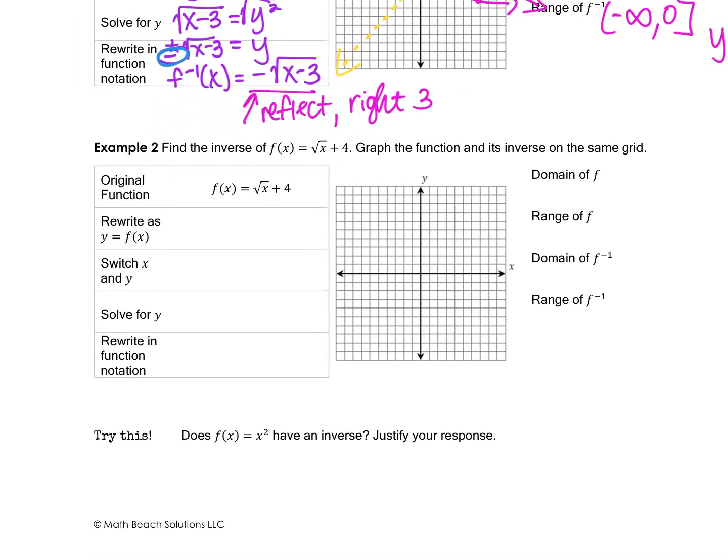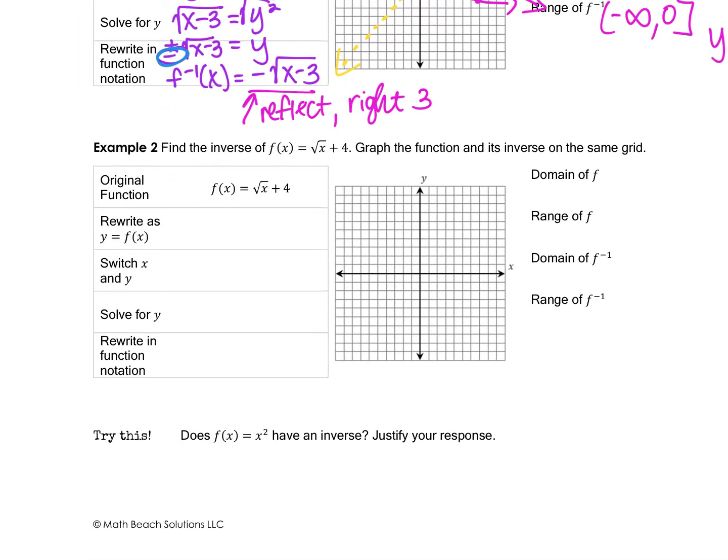Okay, let's take a look at the next one. So this one we have a square root. So there's no domain restriction on that one because remember it's just a ray. It has an endpoint and a ray or a continuous line. So we're going to rewrite. And then we're going to switch our x and y to find the inverse. So I'm going to subtract 4.